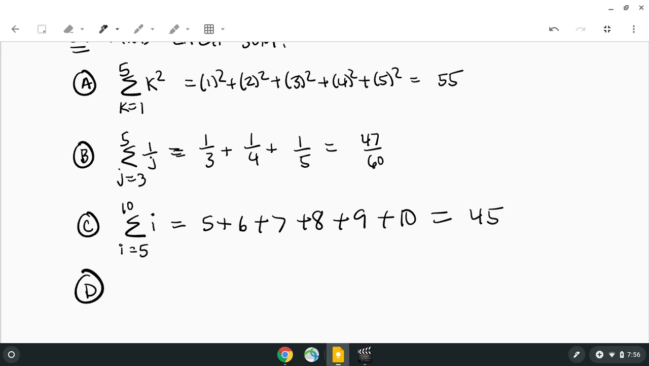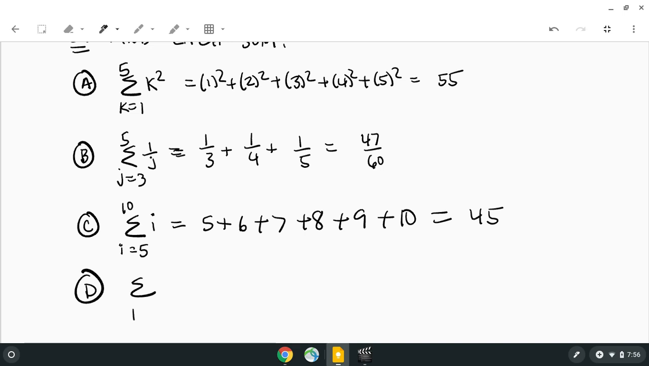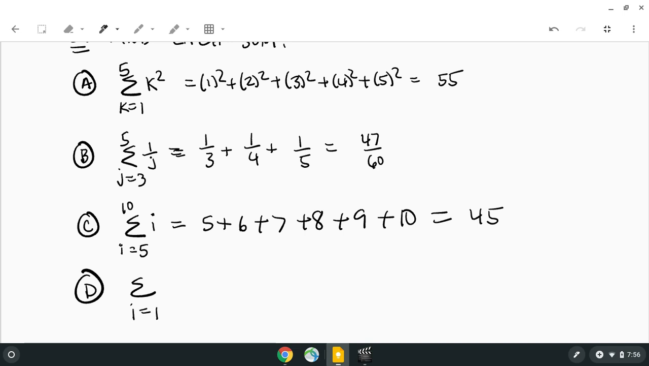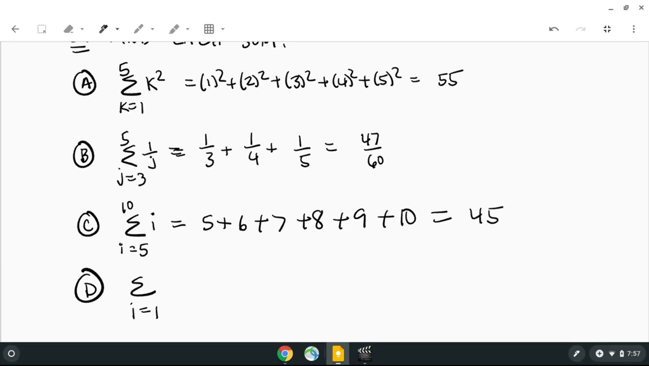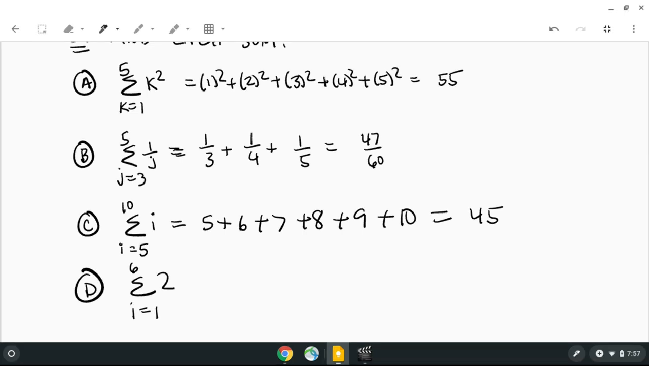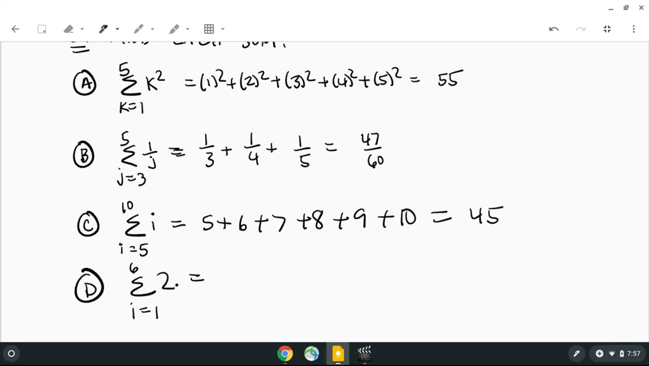Let's try one more. Let's do the sum. Find the sum, starting with the first term, going all the way up to the 6th term. That's supposed to be an i. There we go. So the first term all the way up to the 6th term. And this is your formula: 2. Strange, huh? Like, where do you plug in the i? There is no i to plug into.